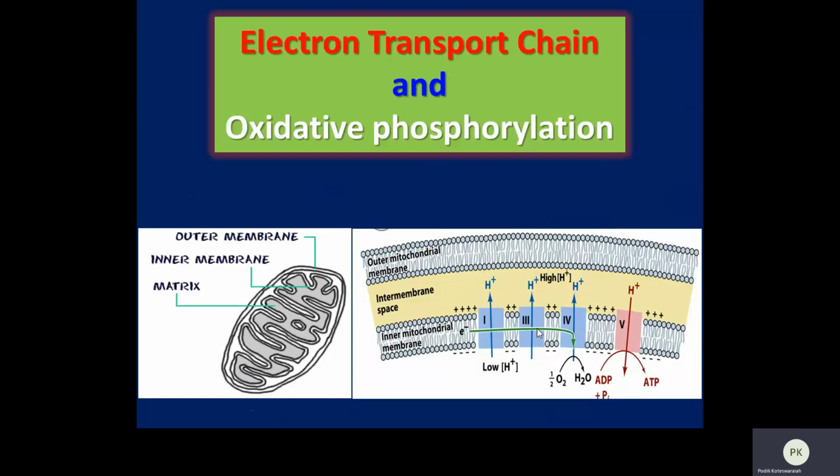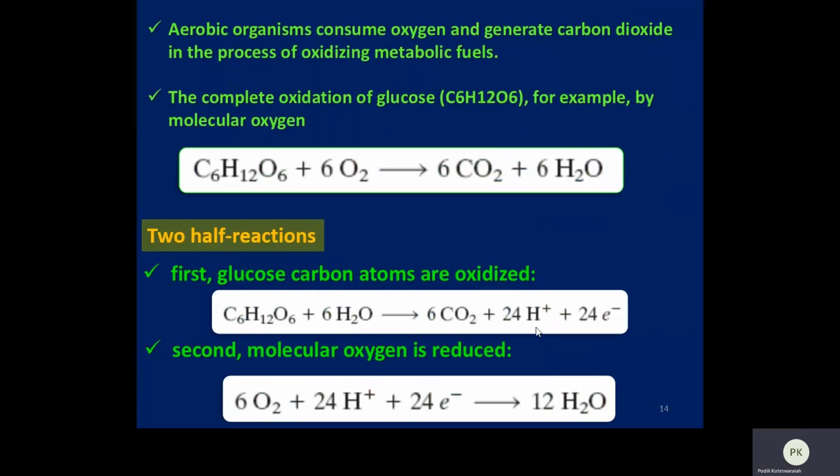So we know that in all aerobic organisms, oxygen is utilized for aerobic respiration. That means for the complete oxidation of one glucose molecule, for example, you can see here C6H12O6 plus 6O2 gives us 6CO2 plus 6H2O. This is the complete oxidation of glucose. So this reaction has two half reactions.